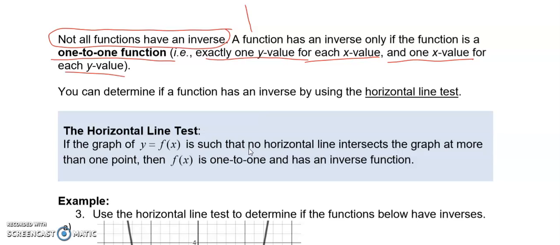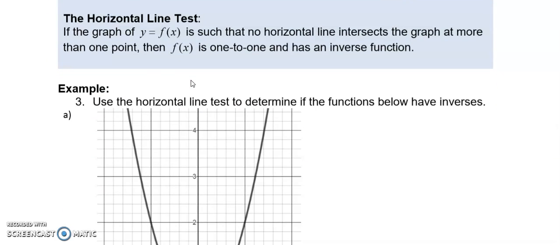So you can determine if a function has an inverse by using something called the horizontal line test. Something like the vertical line test for a function, but this is called the horizontal line test for the existence of an inverse. And here's how it works. If the graph of y equals f of x is such that no horizontal line intersects the graph at more than one point, then the function is one-to-one and it does have an inverse. Now that's important. It's kind of like the vertical line test switched on its side.